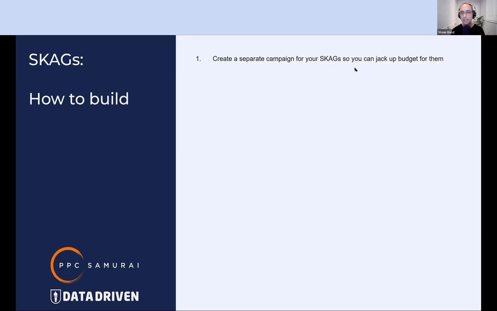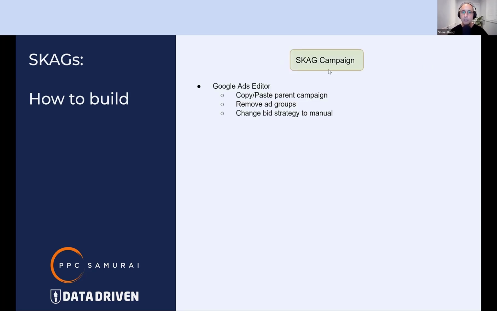Right, so we don't want to run out of budget on these super important search terms that we've gone to all the trouble of identifying and building ad groups for. We definitely want to make sure that there's enough budget for them. So we build our single keyword ad group.